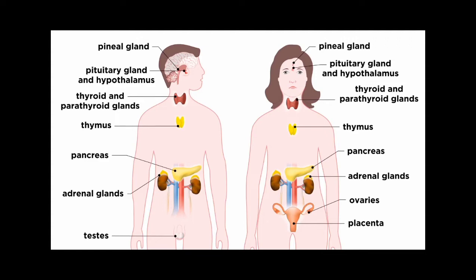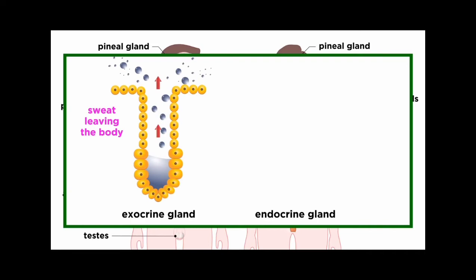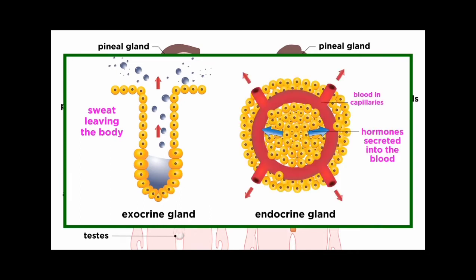The organs of the endocrine system are very small and scattered around the body. These endocrine glands differ from the exocrine glands that produce sweat and saliva in that these ones produce hormones, which are typically released into the bloodstream.